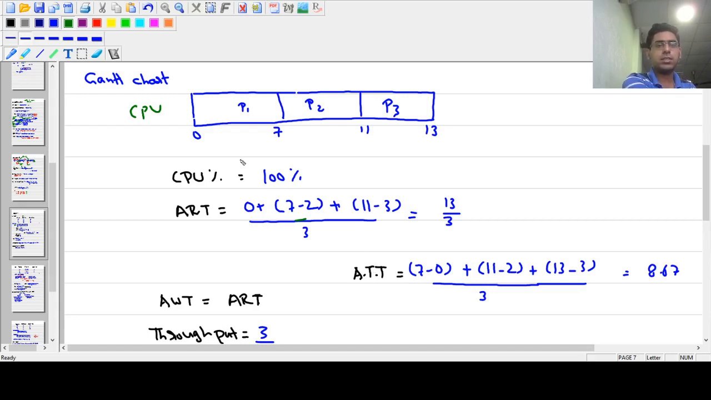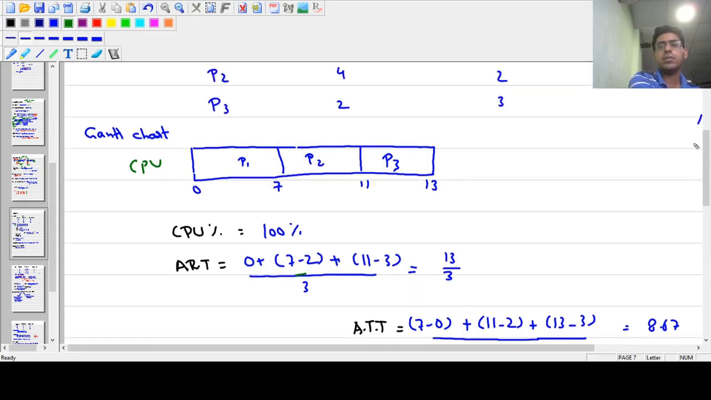So it is the finish time of process P1, that is it is getting over at 7 millisecond, and the time at which it came in the ready queue, that is 0 millisecond, so it is 7 minus 0, plus process P2 finished at 11 millisecond, and it came to the ready queue at 2 milliseconds, so it is 11 minus 2.